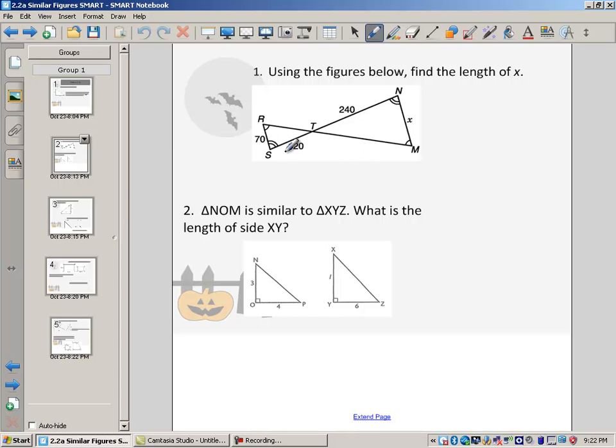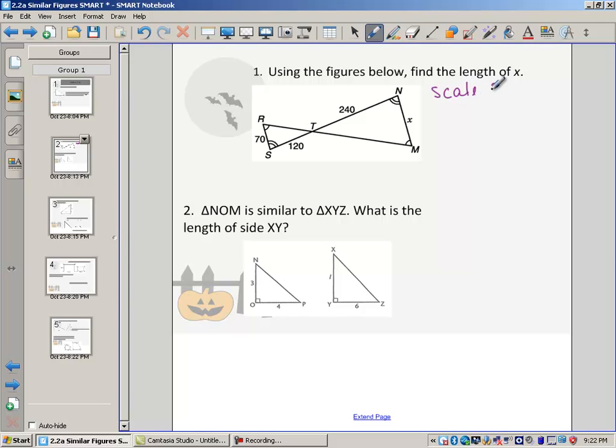Number one gives you these two triangles and asks you to find the length of x, this missing side. You'll notice that these two triangles are looking at each other, so they're not facing the same direction. So when you go to find your scale factor, you're going to have to keep that in account. But we're going to start by finding the scale factor. If you'll remember from yesterday, that is new over old. And the way that this picture is written, we're going to call this little triangle our old one and the big triangle the new one.